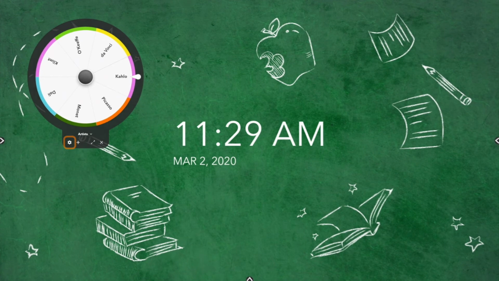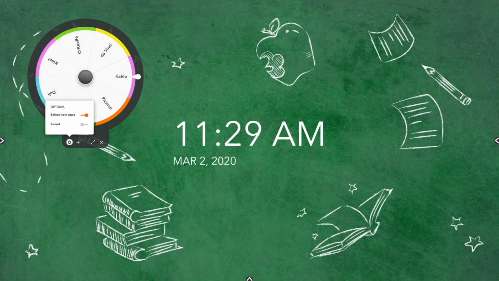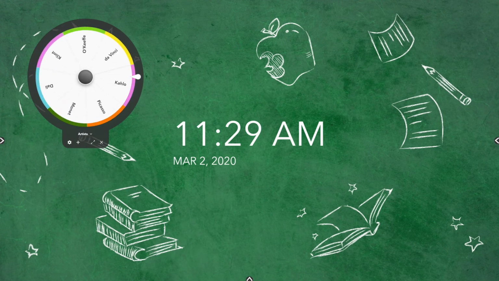Tap the gear icon to access options, including Select Item Once and Sound. Finally, to use the spinner, just drag any segment of the spinner in a clockwise or anti-clockwise direction.